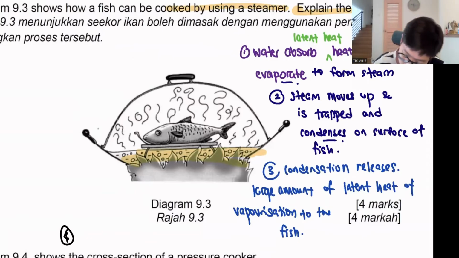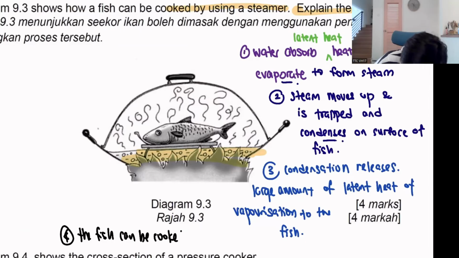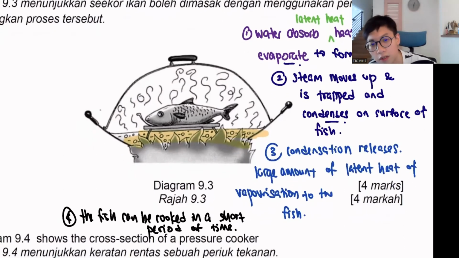So that the fish can be cooked in a short period of time. Okay, the fish can be cooked in a short period of time. So therefore, that's how the steaming process works. By the way, guys, steaming is faster than boiling. If you steam a fish versus you boil a fish, steaming will cook faster compared to boiling.